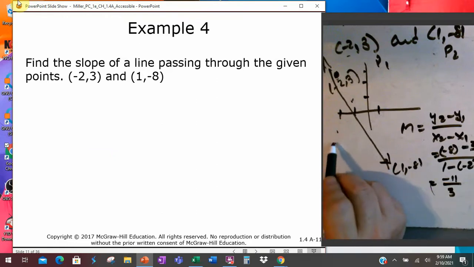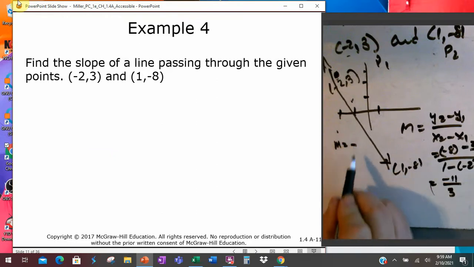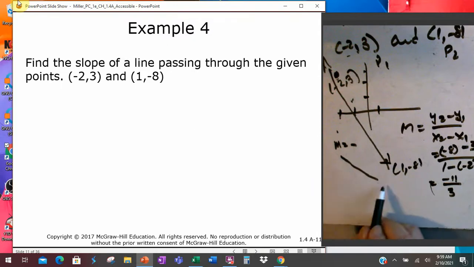m is negative. That means I'm decreasing from left to right. M is positive, I'm increasing left to right.